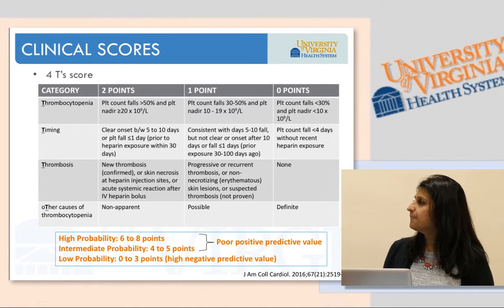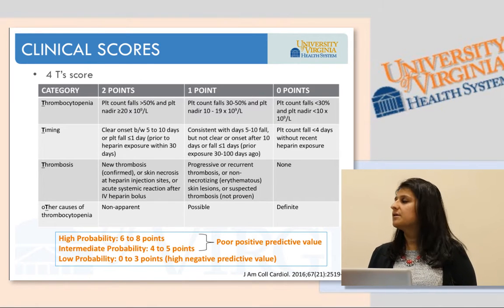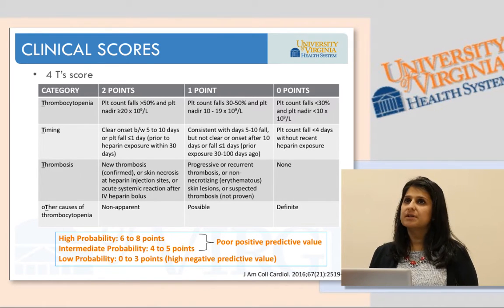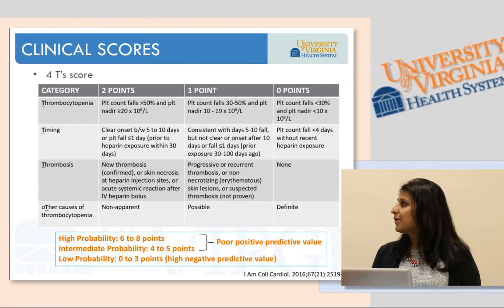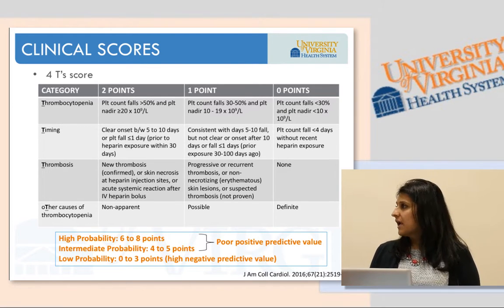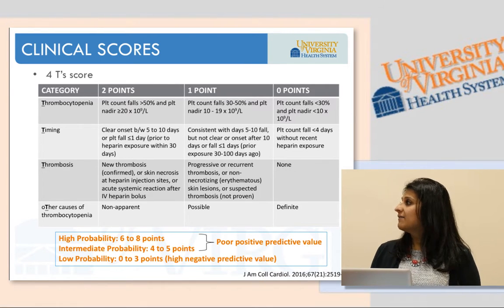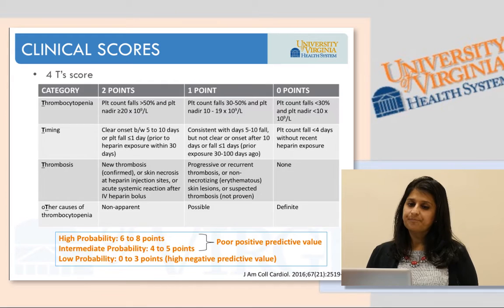of thrombocytopenia. Patients with a score greater than 4 are in the category of intermediate or high probability. When a 4T score is calculated, these patients have a poor positive predictive value, which is why we send HIT testing for them. Patients with a low probability score will have a score between 0 and 3. If the score is calculated accurately, they usually have a high negative predictive value.